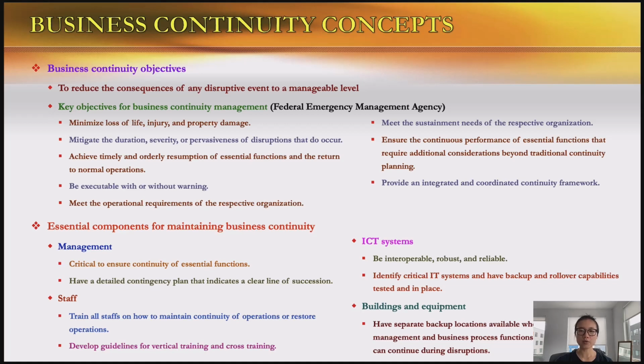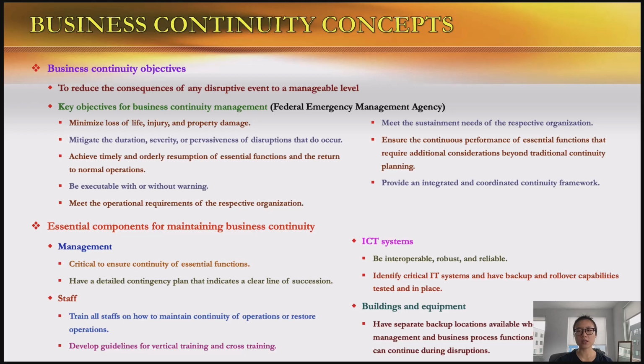Another component is staff. There is a twofold requirement with respect to staff. First, all staff should be trained on how to maintain continuity of operations, or how to restore operations in response to an unexpected disruption. Second, the organization should develop guidelines of vertical training and cross-training so that staff can take on functions of peers and those above and below them in the reporting hierarchy as needed.